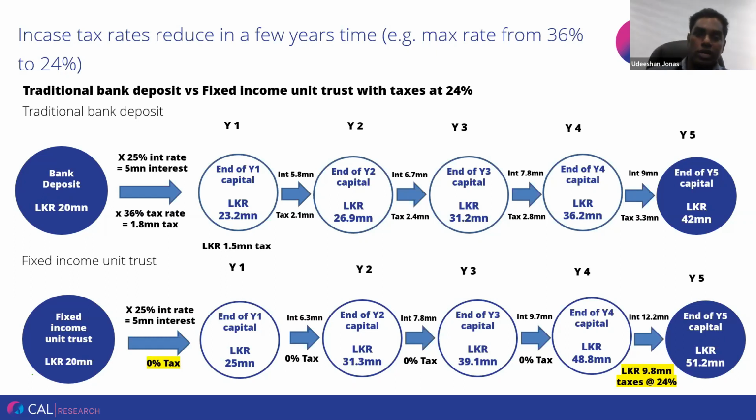And this exercise goes on and on. So you're paying the 36% tax rate for 5 years in this particular case. I've taken a 5-year example here. And at the end of the period, the capital that you get back after paying all the taxes on a yearly basis will be 42 million. The capital that you get back will be 42 million.